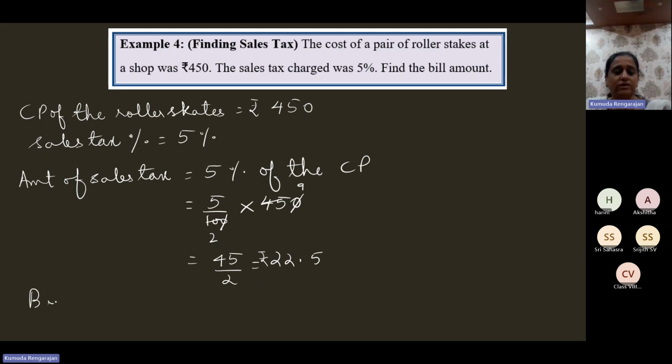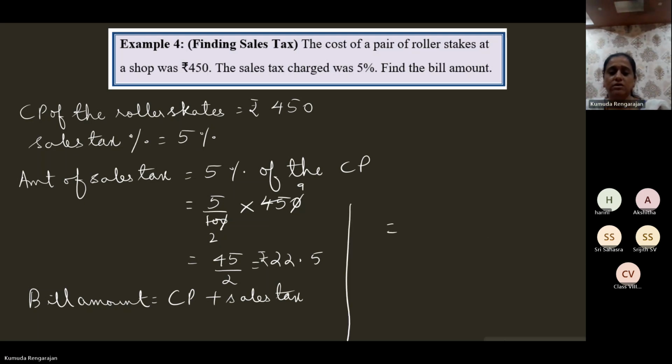So the bill amount will be, what is the price of the roller skates? 450. Cost price plus sales tax. So the bill amount is, you want to write the formula? Good. So the bill amount will be the cost price, 450, plus the sales tax. That's equal to cost price 450 plus the sales tax 22 rupees 50 paise. So you will be paying more than 450. That is 472 rupees and 50 paise.